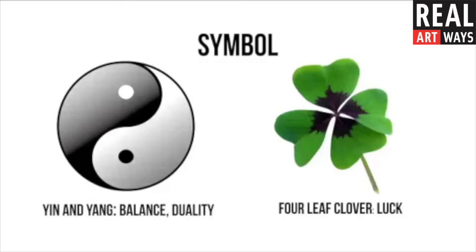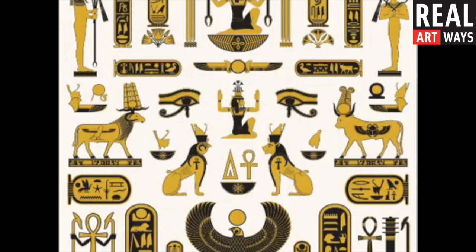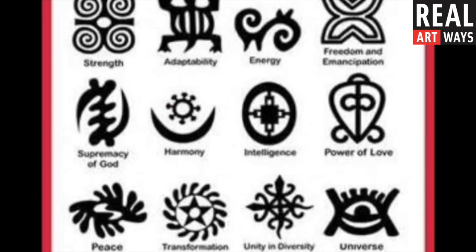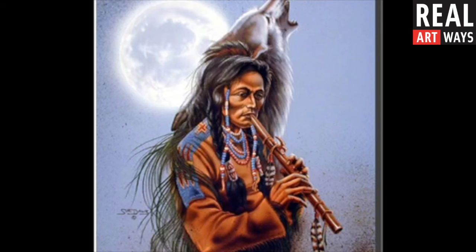A symbol is a picture that has a deeper meaning. For example, a four-leaf clover can be a symbol of luck. Lots of times cultures use symbols. Cultures have used symbols throughout time. Do you recognize what culture these symbols belong to? These are Egyptian symbols that have many different meanings. These symbols are from the Hawaiian culture. For this project, we're going to learn about Native American culture.